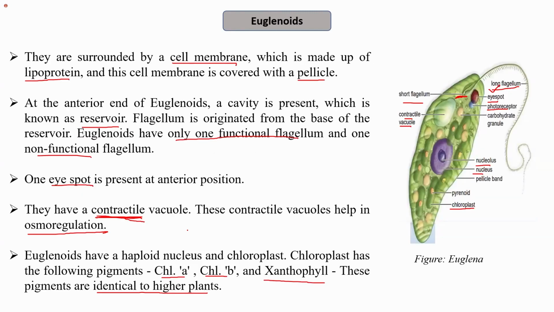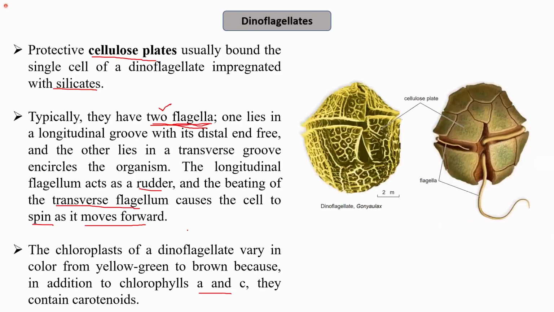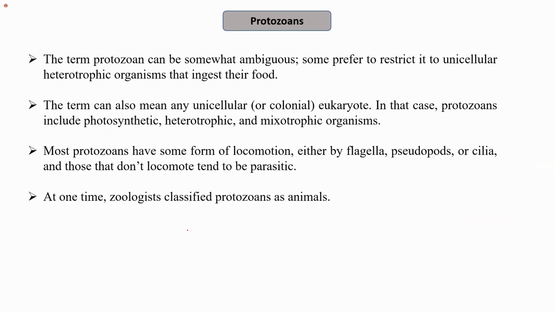So now we studied dinoflagellates, diatoms, and euglenoids. Now we will learn about protozoans. Protozoans are also a broad class under the kingdom Protista, and the term protozoan can be somewhat ambiguous, as different people have defined it differently. Some restrict this term to unicellular heterotrophic organisms that ingest their food, while it can also mean unicellular or colonial eukaryotes.